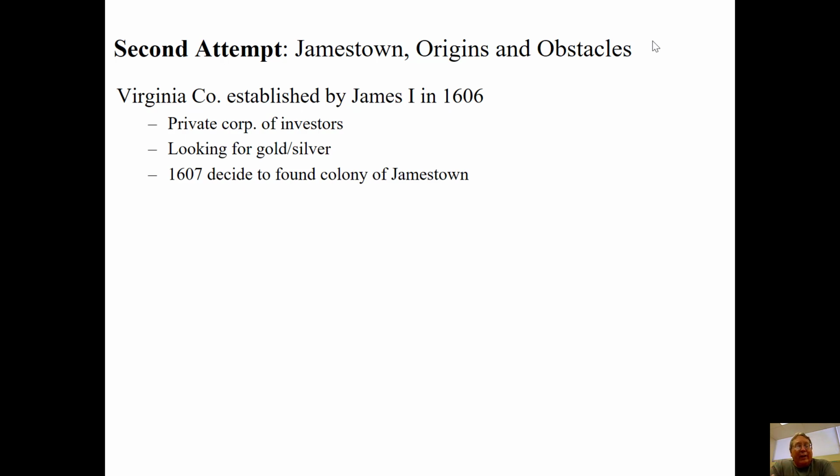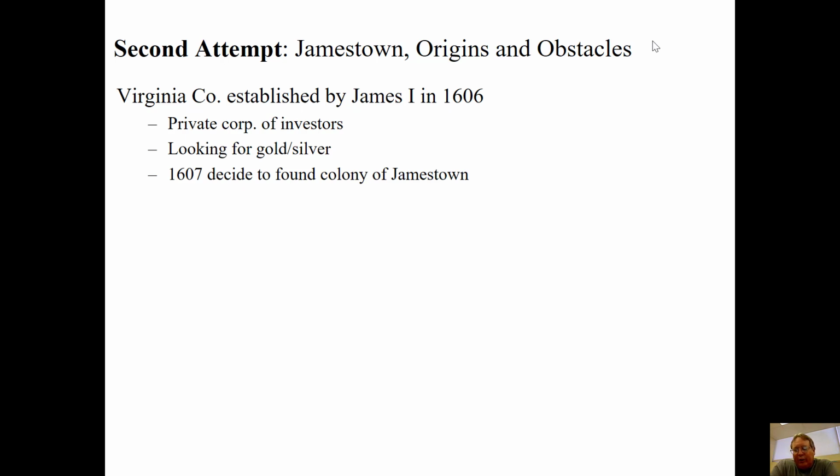Once again, a group of investors comes to the English king and says, look, we would like to establish a colony in the New World. We think there's gold there. We think we can make money. And regardless, you get a base of operations where English ships can operate out of. But James points out, well, the last time we tried this, it didn't work well.